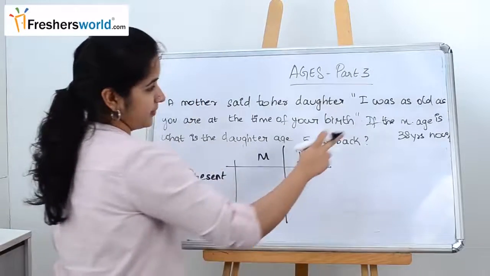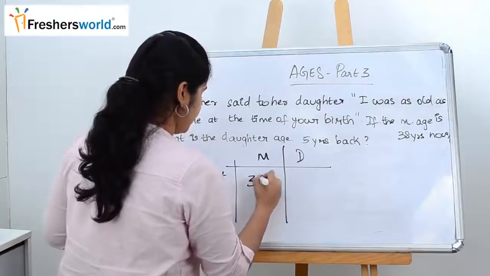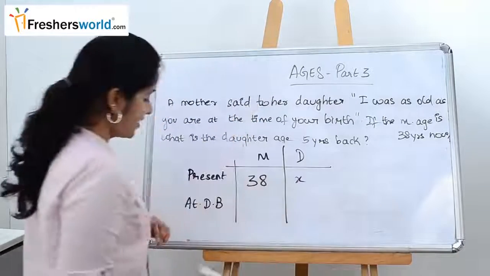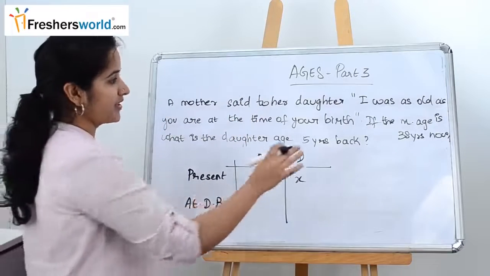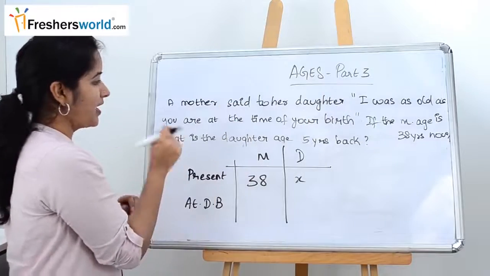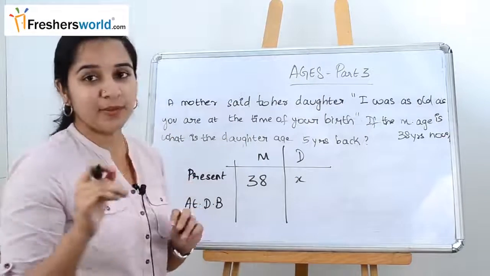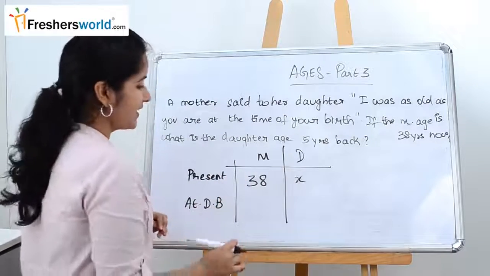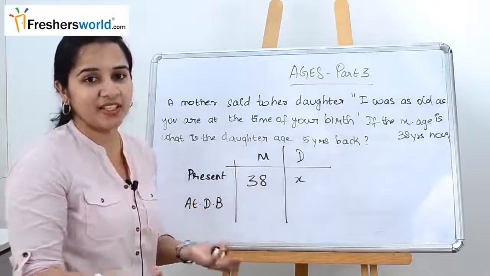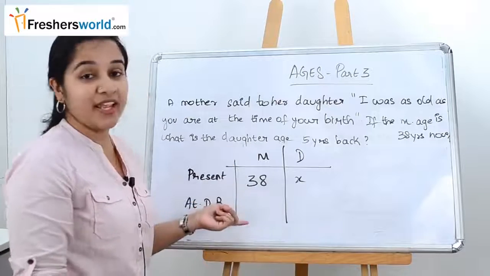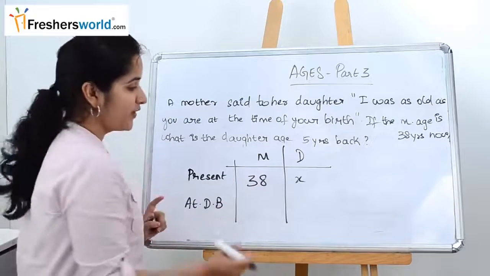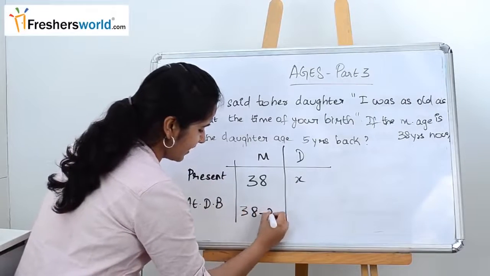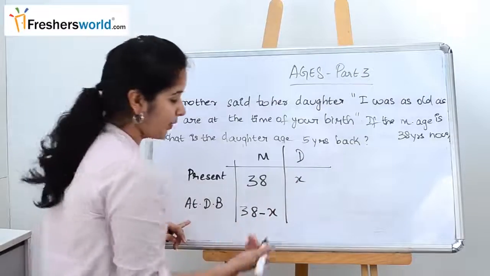So, currently we know that mother's age is nothing but 38 years. We don't know the age of daughter, so let's keep it as x. At the time of daughter's birth, what she has told is, I was as old as you are at the time of your birth. So, whatever the present age of daughter, that's what her mom was when she was born. Let's take the daughter's age as maybe 20 years or something. The mother's age will be the same at that time. We don't know the age, so we take it as x. So, here it will be 38 minus x. Daughter's age at her birth will obviously be 0.